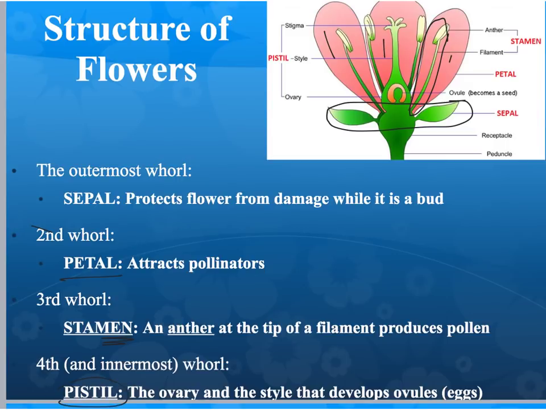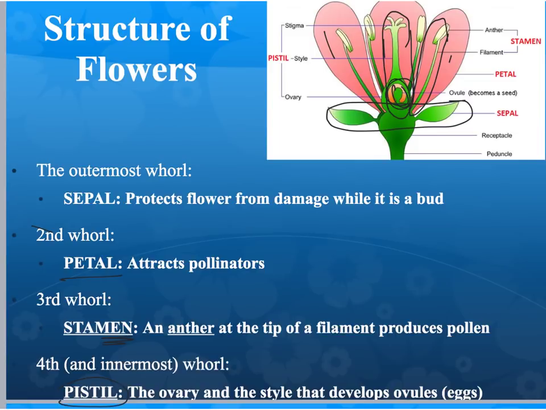This whole entire piece here is the pistil, and this is going to have the ovaries, which contain the ovules that are going to become a seed. And this piece up here at the top is the stigma. That's where pollen lands, which then travels down the style to the ovary.